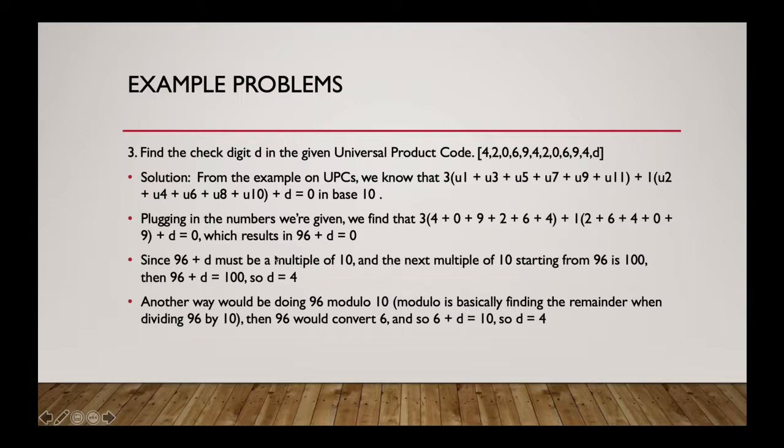And since 96 plus D has to be a multiple of 10, and the next multiple of 10 starting from 96 is 100, then 96 plus D is 100, so D has to be 4. Another way would be doing 96 mod 10, and modulo is just finding the remainder when dividing 96 by 10. So 96 mod 10 would be 6, and you could just do 6 plus D equals 10, so D would be 4.